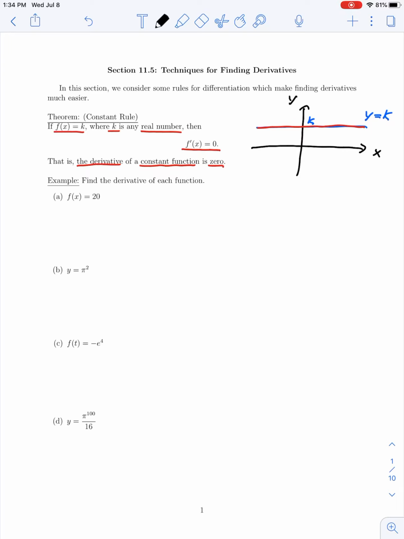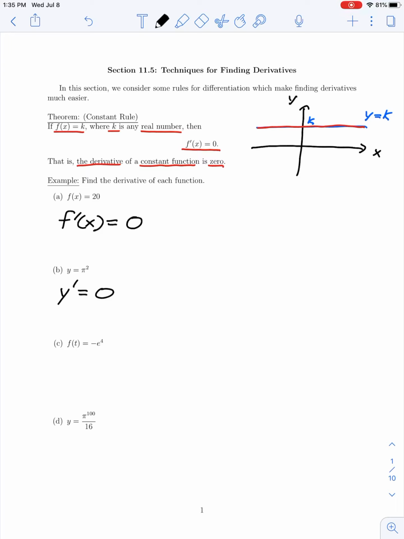So in the next few parts, we're asked to find the derivative of each function. And in part A, we have f of x is 20. Now 20 is a constant, so the derivative of this function is 0. In part B, we have y is equal to pi squared. Now remember, pi is just some number, so taking the square of that value is still just some constant. So the derivative of y, which we might write as y prime, is equal to 0.